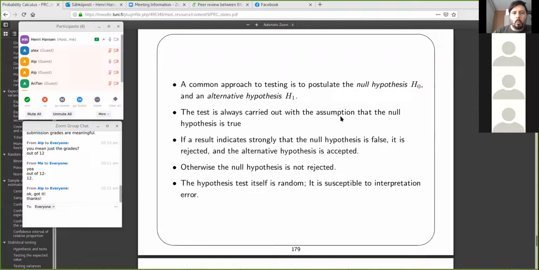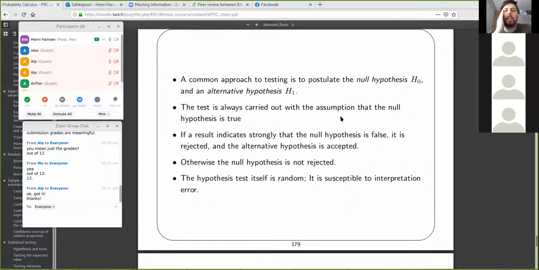So what we do in testing is, again, we postulate the null hypothesis and alternative hypothesis, and the test is carried out with the assumption that the null hypothesis is true. You have to understand that everything you have here is predicated on the idea that if the null hypothesis is true, then something follows. And when you get a result that is very unlikely, then you reject the null hypothesis. If you get your garden variety result, a result that could be just as well produced by the null hypothesis, then you do not reject it.